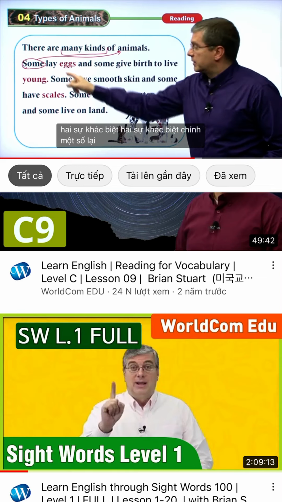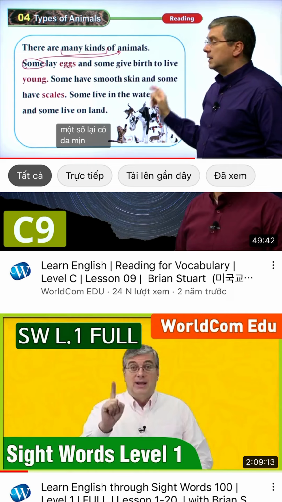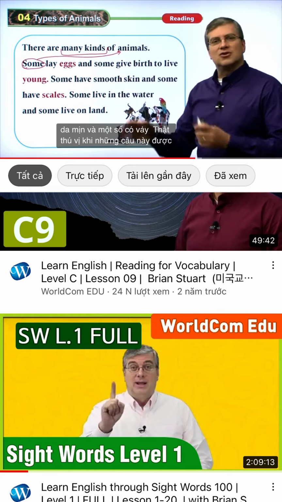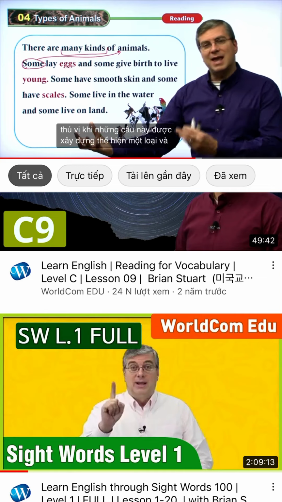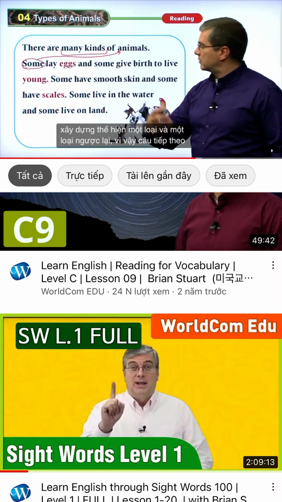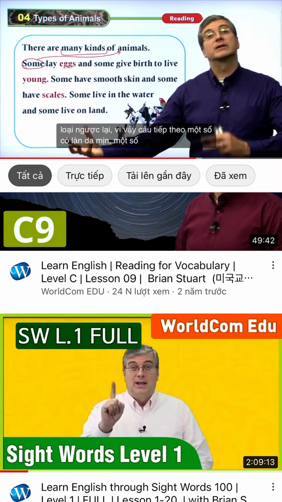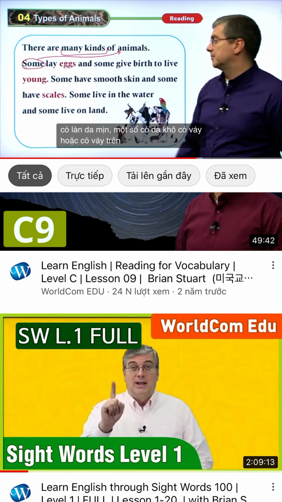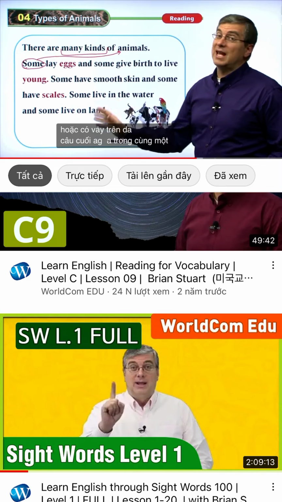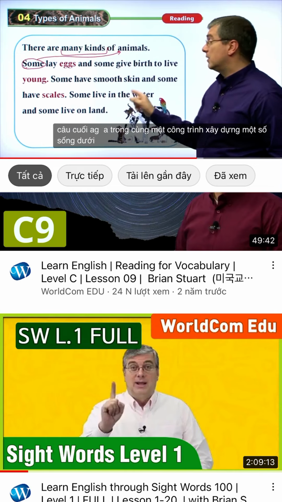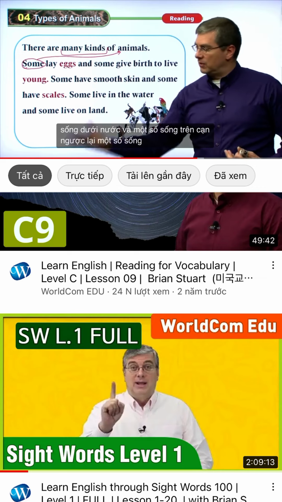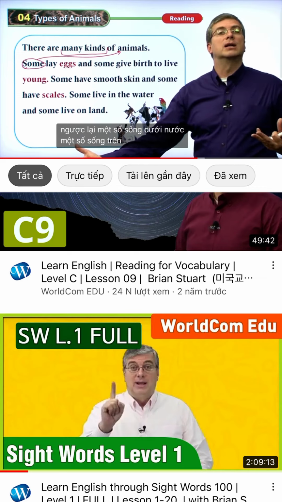Some, again, have smooth skin and some have scales. So it's interesting. These sentences are constructed showing one type and the opposite type, right? So the next one: some have smooth skin, some have dry, scaly skin or have scales on their skin. Last sentence, again, same construction. Some live in the water and some live on land. Again, opposite.